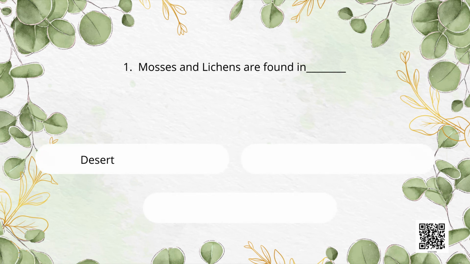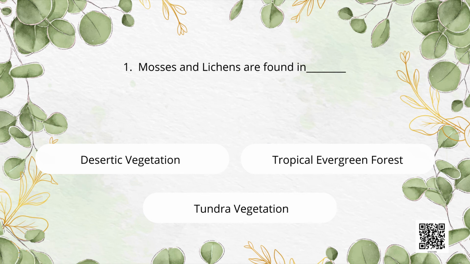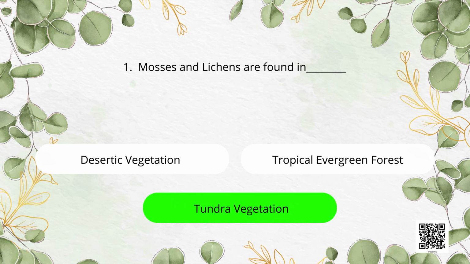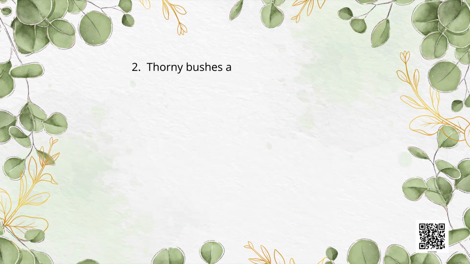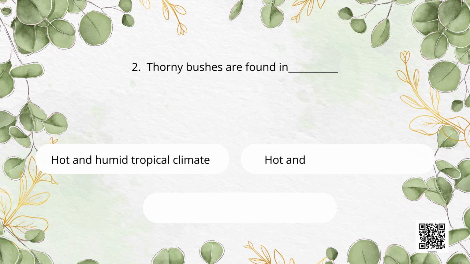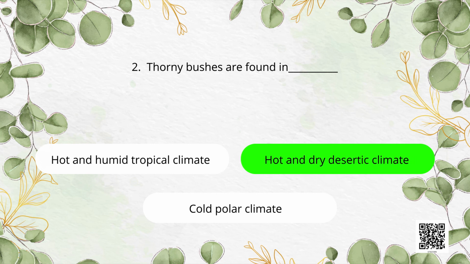Ready? First, we have some questions with options and you have to choose the correct option. The first question is, mosses and lichens are found in, and the options are desertic vegetation, tropical evergreen forests, or tundra vegetation. And the correct option is, yes, we just read about it, it is tundra vegetation. The second question is, thorny bushes are found in, and the options are hot and humid tropical climate, hot and dry desertic climate, or cold polar climate. And the correct option is hot and dry desertic climate.